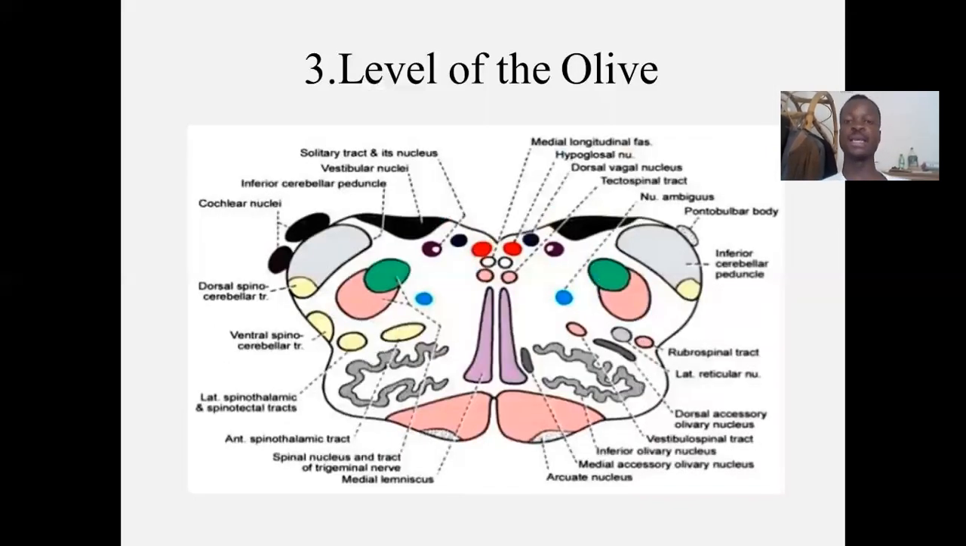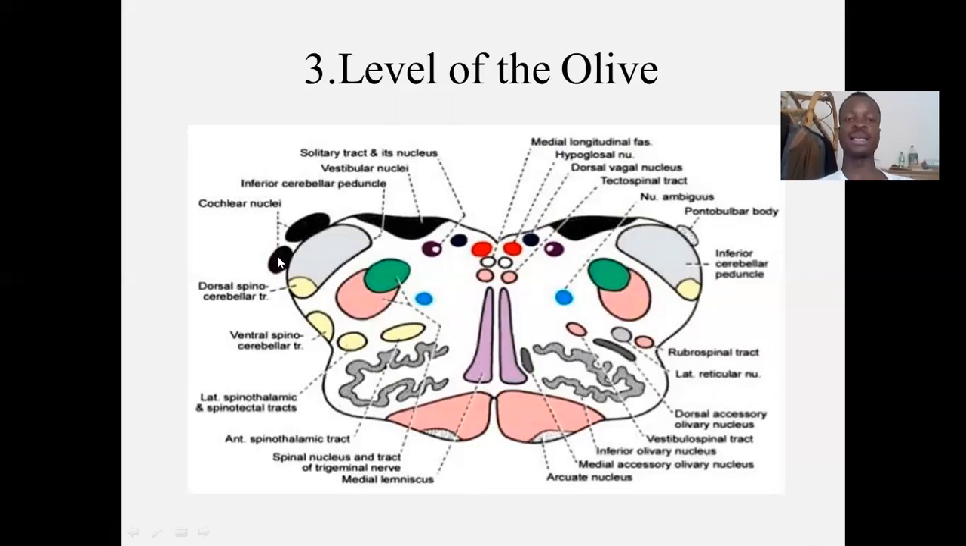Then if you look at this transverse section, that is our third one, when you're looking at the medulla, that is at the level of the olives now, you can appreciate the dorsal spinocerebellar tract in this region entering this peduncle, which is your inferior cerebellar peduncle.